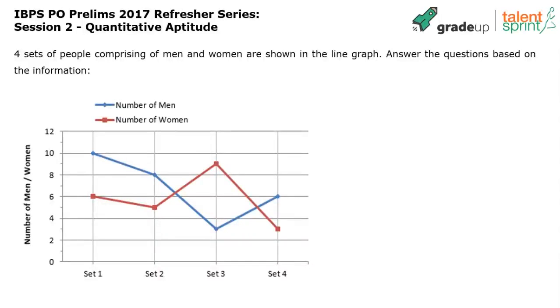Try and study the data first. Simple graph. Yeah, I'm sure all of you have understood the data. So let me explain what has been given here. He says 4 sets of people comprising of men and women are shown in the line graph. Answer the questions based on the information.